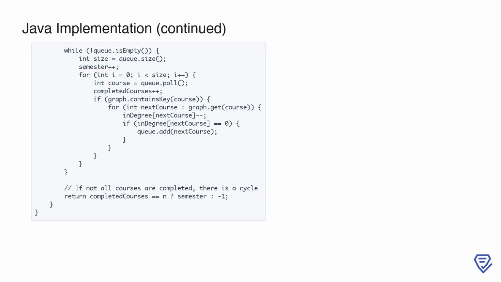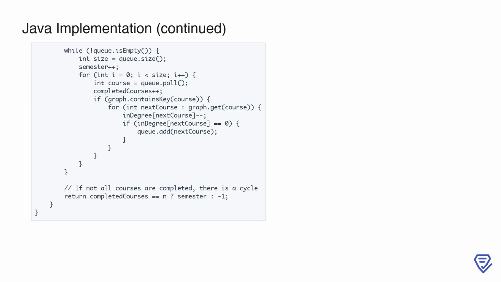The while loop processes the courses in the queue level by level, where each level represents a semester. At the start of each iteration, we determine the size of the queue, representing the number of courses we can complete in the current semester. We increment the semester counter and then process each course in the queue. For every course, we remove it from the queue and increment the count of completed courses. If the course has dependent courses in the adjacency list, we decrease their indegree by 1. If a dependent course's indegree becomes 0, it means all its prerequisites are completed, so we add it to the queue. This process continues until the queue is empty.